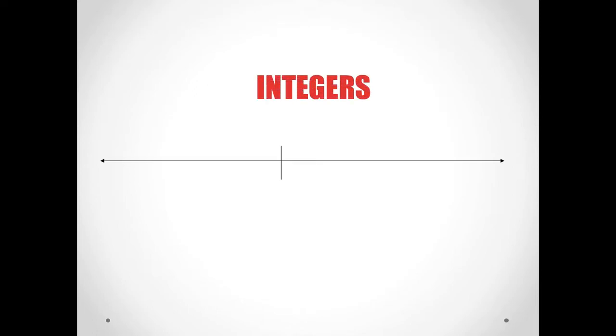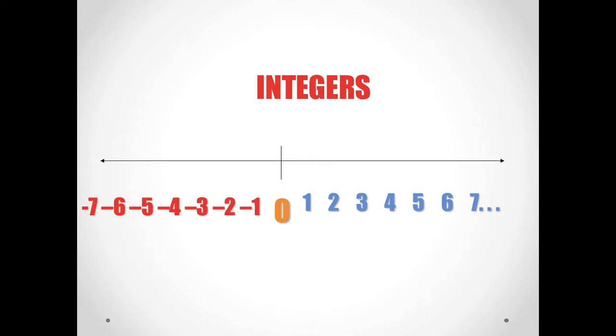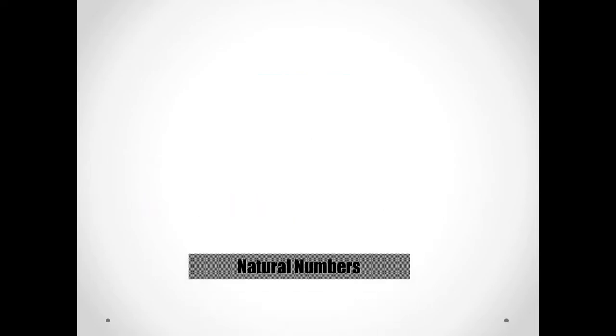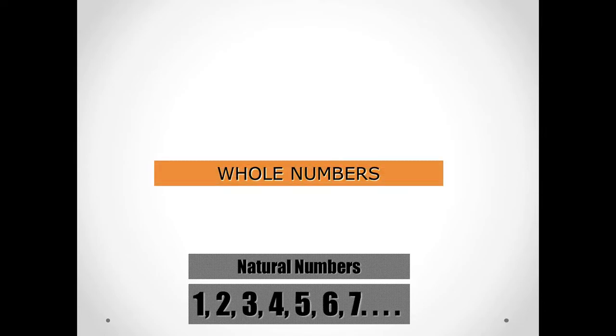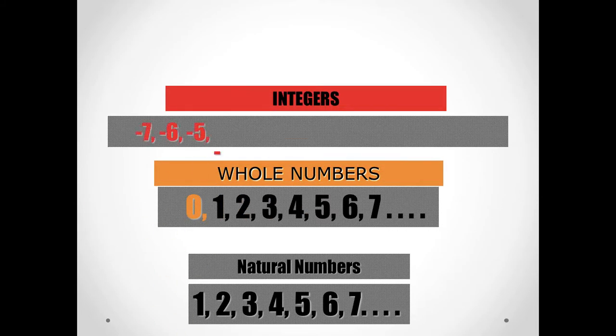Then we have integers. Integers are the numbers that can be called positive numbers, which are on the right side of 0, and negative numbers, which are on the left side of 0. So these numbers are called integers. They have a special sign, positive or negative. So we have natural numbers, whole numbers, integers.